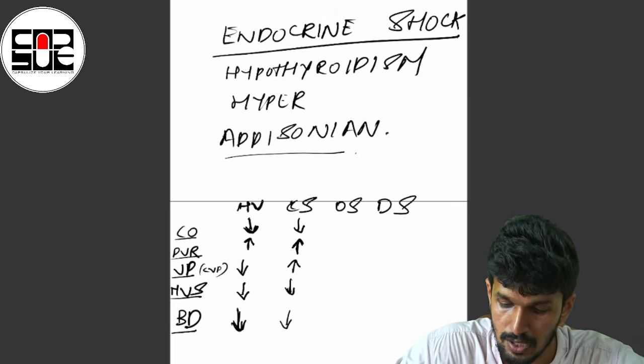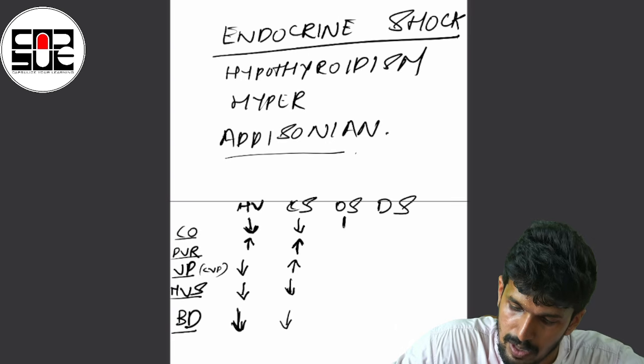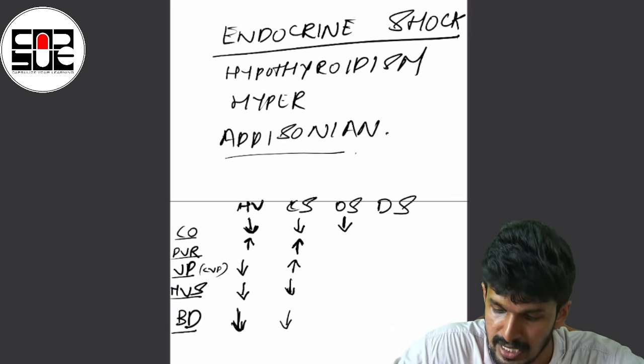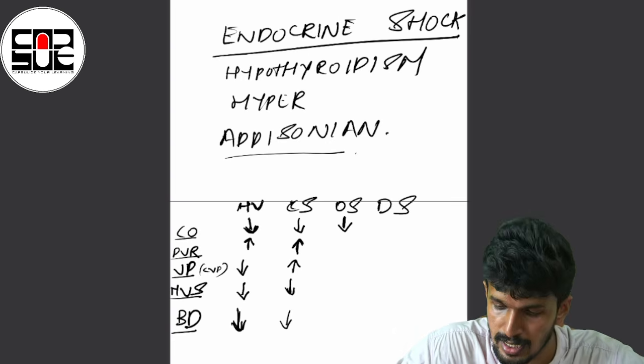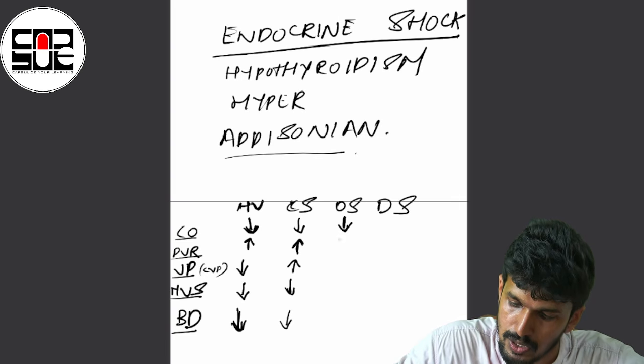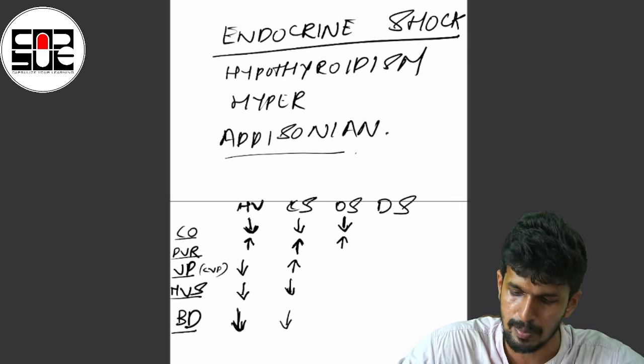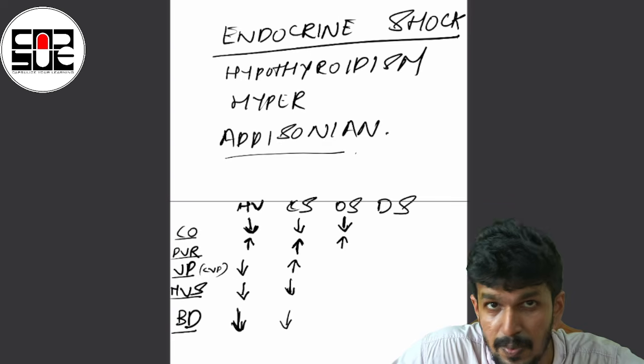What happens in obstructive shock? As I told, cardiac output will be decreased. What happens to the peripheral vascular resistance? Peripheral vascular resistance in obstructive shock is also increased. That is usual sympathetic stimulation. What happens to the venous pressure?